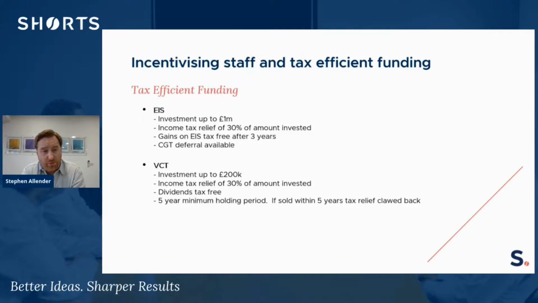There's EIS, which is Enterprise Investment Scheme. So this is where an individual can invest up to £1 million, and they will receive a tax relief of 30% on their investment, which is pretty generous. Any gains on the future sale of those shares under an EIS scheme are tax-free if they're held for a 3-year period or more. And there is also a CGT, capital gains tax deferral, available for these.